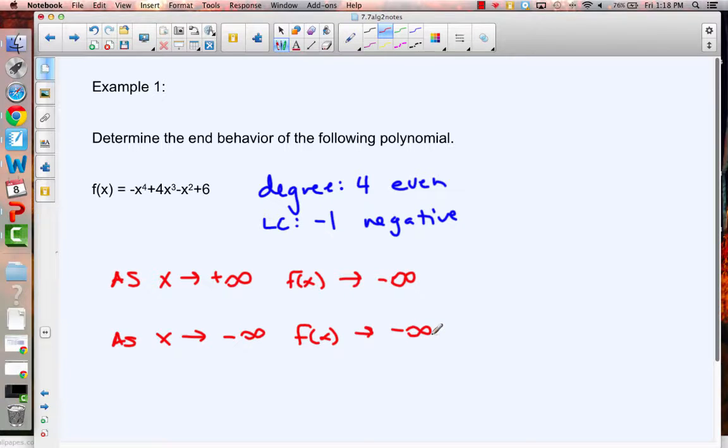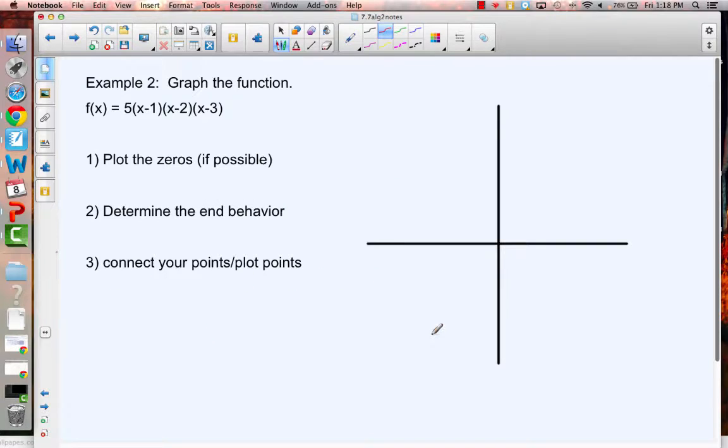All right? If you have any questions about that notation, let me know. Hopefully that was pretty easy. Now we're going to get into the actual graphing. So this is where you're going to have to pay attention. If you want some graph paper, feel free to ask.